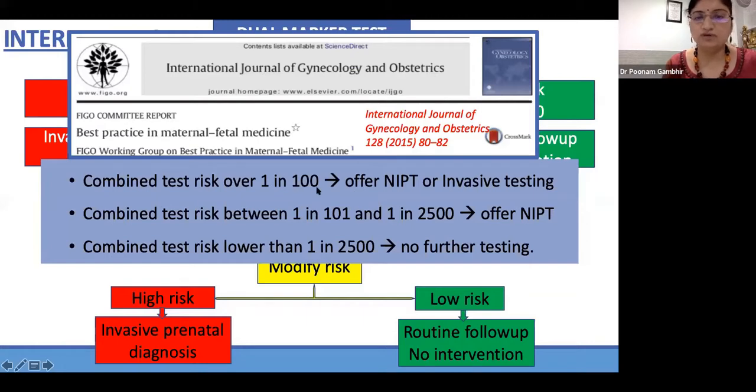So if risk is more than 1 in 100, we can offer both NIPT or invasive testing depending upon the associated ultrasound marker. So if NT is high, we have to go for invasive testing. But if the NT is normal, we can offer NIPT and or invasive, whatever the patient wishes for. If it is the intermediate risk, we offer NIPT, and anything beyond 1 in 2500, no further testing is needed.